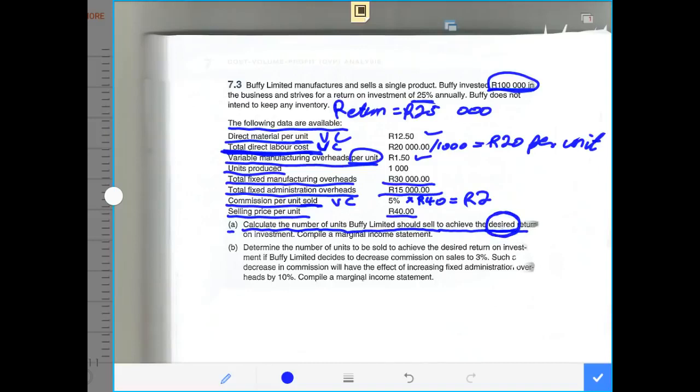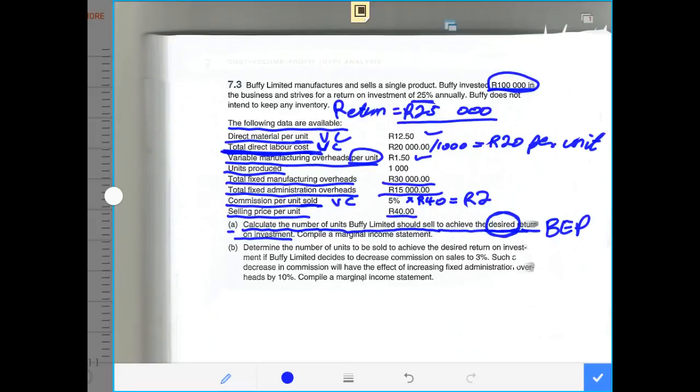Remember, we are referring to the desired return on the investment. So now in this case, we are calculating what we call BEP, the break-even point. This is the break-even point that we are required to calculate. There is a formula on how to calculate the break-even point.